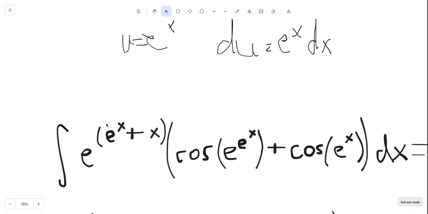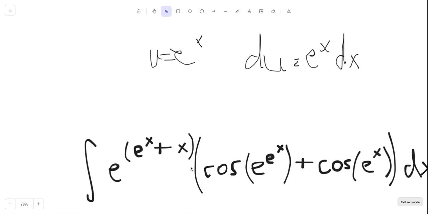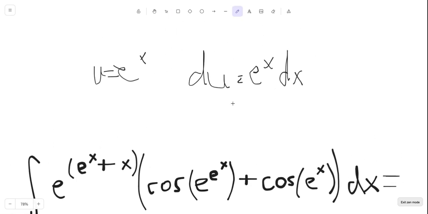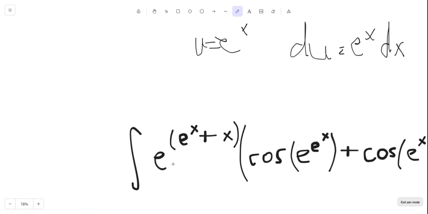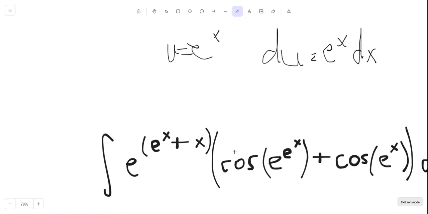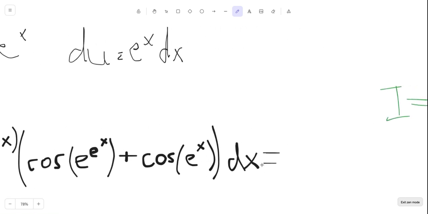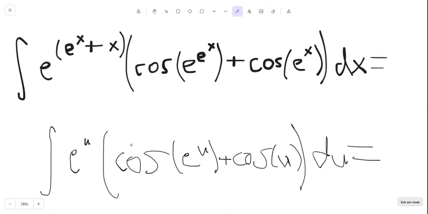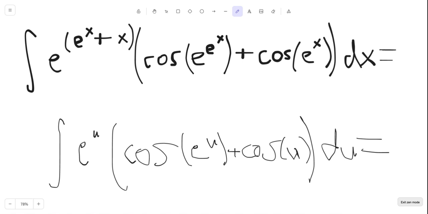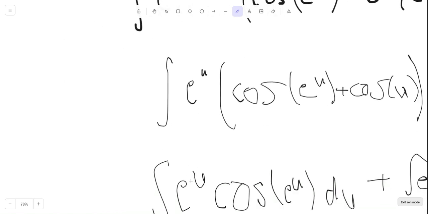Now, this would obviously get rid of a lot of these, and since we have du equals e to the x dx, the term on the very left is e to the x times e to the x, and if you pair that with dx, we would get du, which makes this a lot easier. Okay, and now you can't really go anywhere from here except to split this up into two integrals because it's a sum.